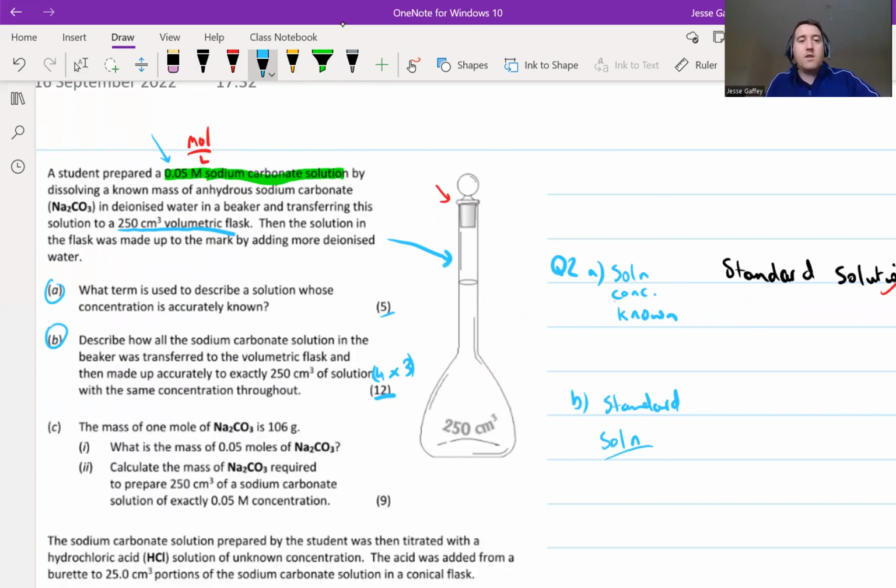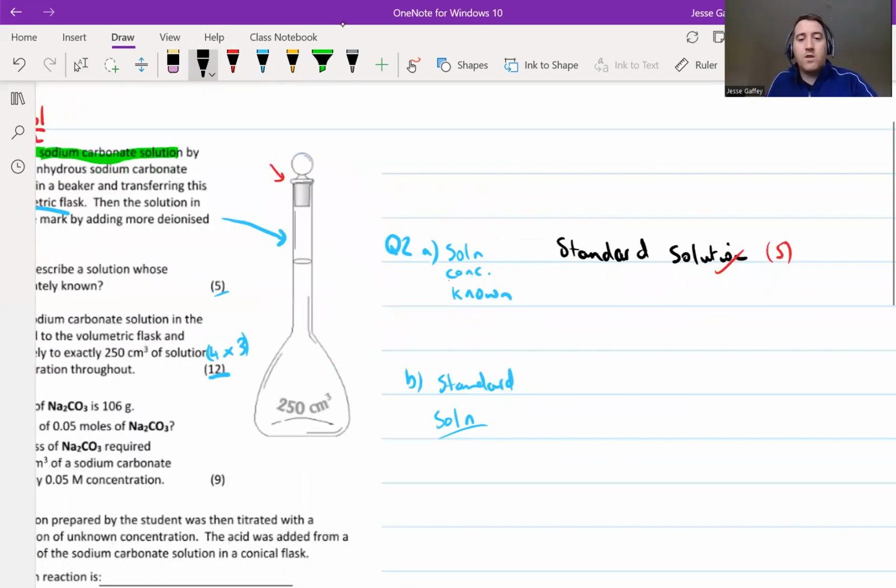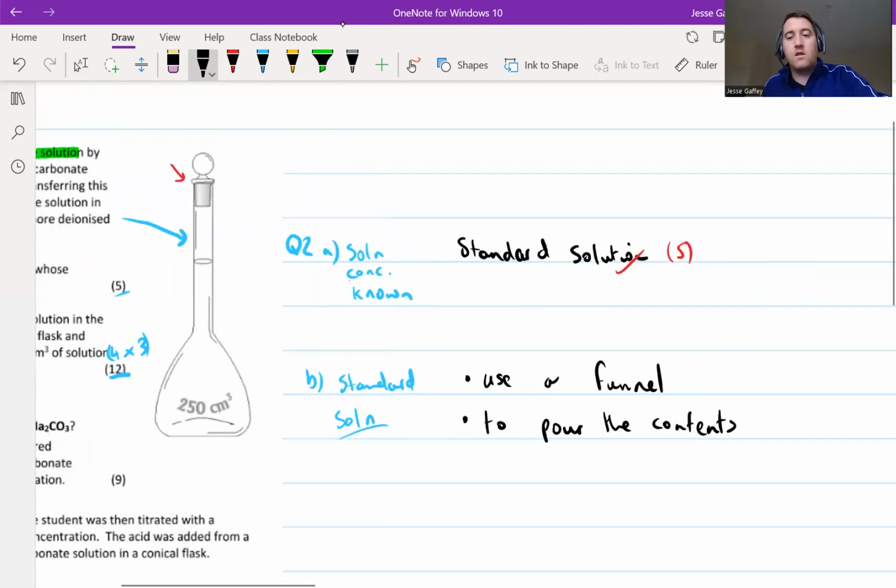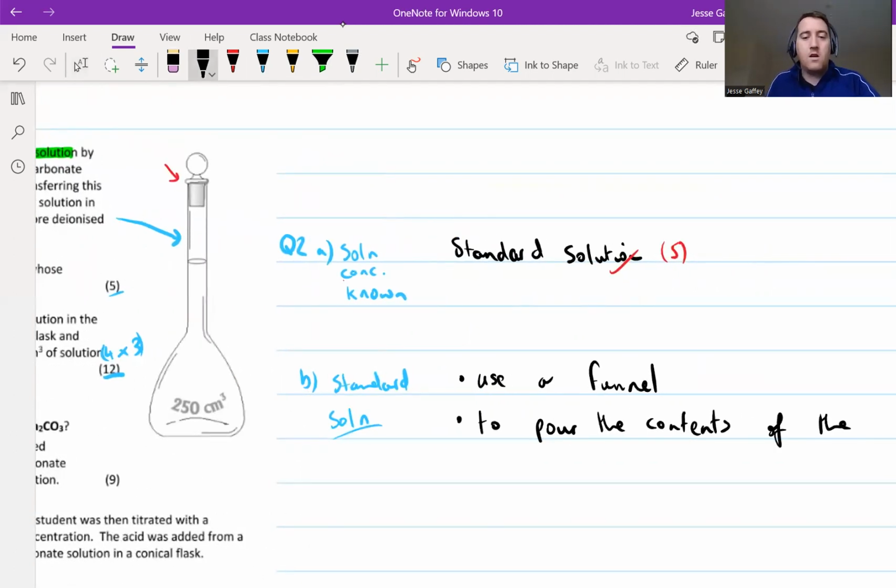So we already have the solution in the beaker. What we want to do now, first of all, is we need to put it in the volumetric flask. How do we add it to the volumetric with that narrow little neck? Okay, if you weren't talking about how do you add it without spilling, you should pause the video and add a bullet point for that now. Okay, so first of all, I would use a funnel. Okay, and what are we doing with the funnel? To pour the contents of the beaker into the volumetric flask.